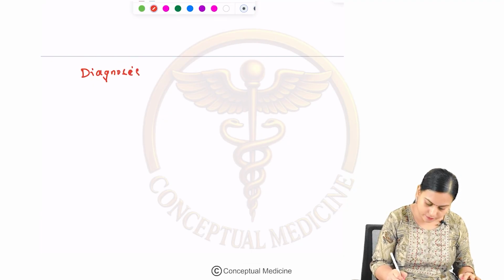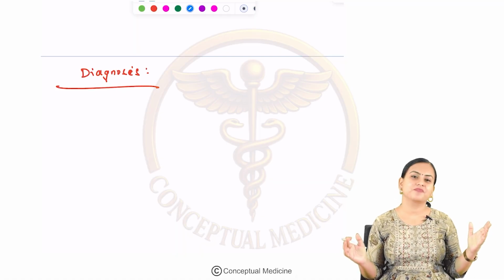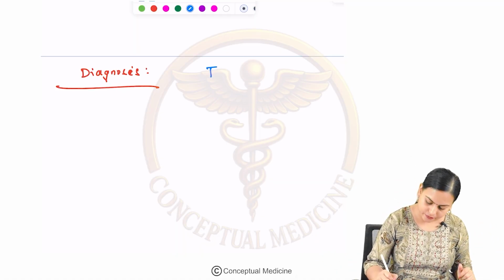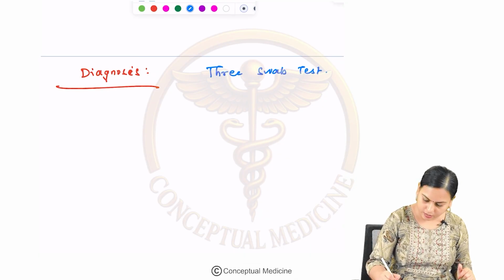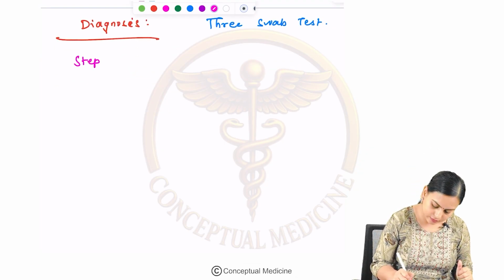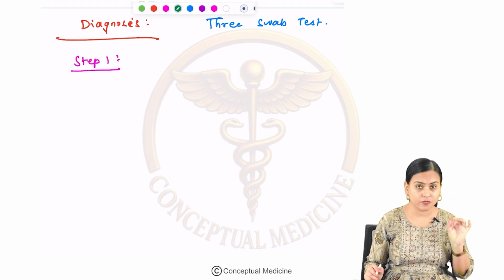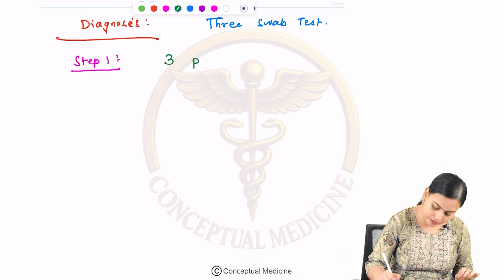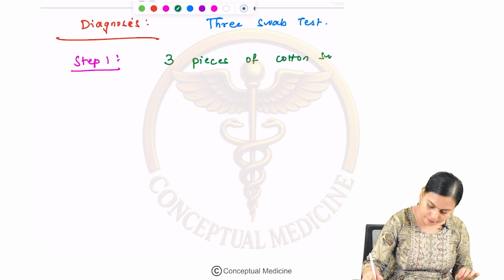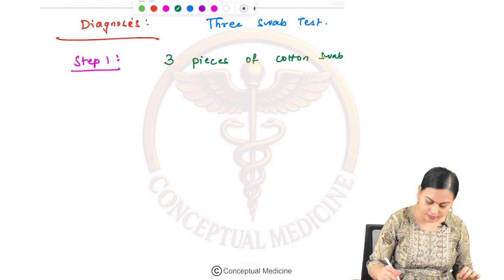So, diagnosis is mainly done by a famous test. Yes, it is done by a 3 swab test, right? So, what we are going to do in this test? In step 1, we are going to place 3 pieces of cotton swab or gauze, okay, that will be placed through the vagina at 3 places.